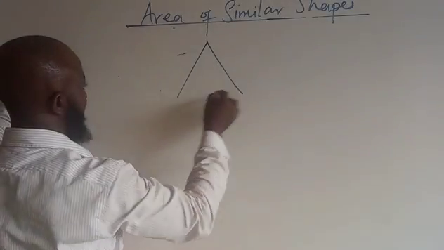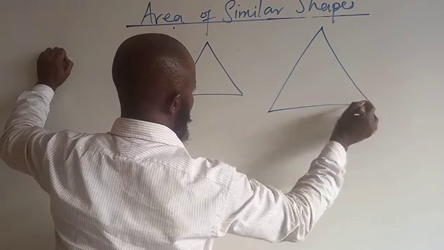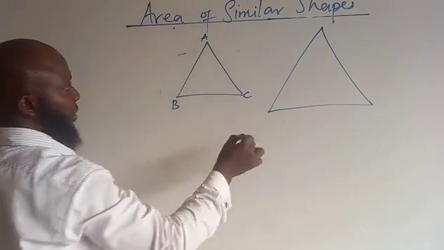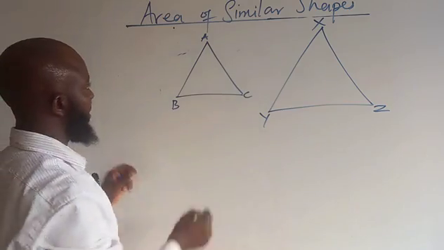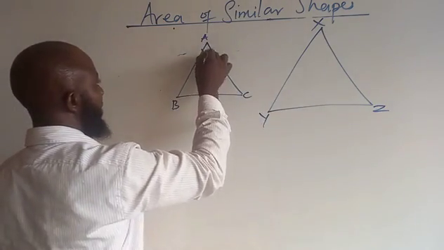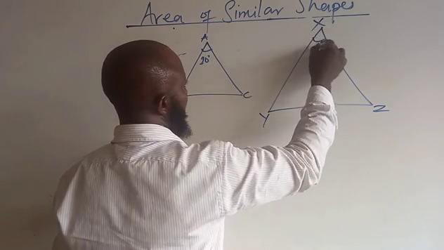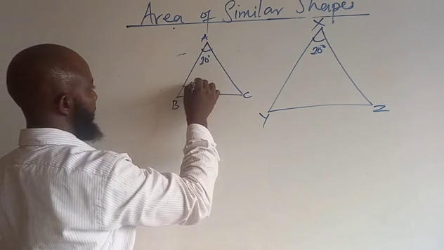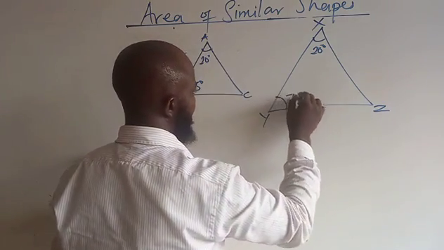We have this triangle here, and we have another triangle here. Before we can conclude that triangle ABC corresponds to triangle XYZ, the first condition is that the angles must be the same. If this is 20 degrees, we must have one of these angles here to be 20 degrees. Assuming this is 20 degrees, just an example. And if this is 75 degrees, we must have another angle here that will be 75 degrees.